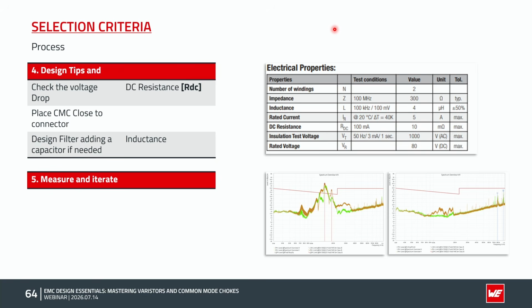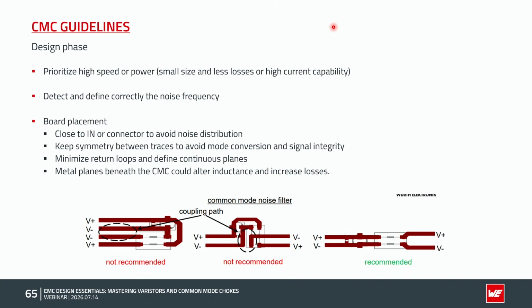Finally, the designer needs to verify that the DC resistance included in the choke will not affect the signal or the voltage level, because we will always have some drop. So it has to ensure that the EMC performance meets the required standards. Here we show some guidelines for the implementation of the common mode chokes on the PCB.